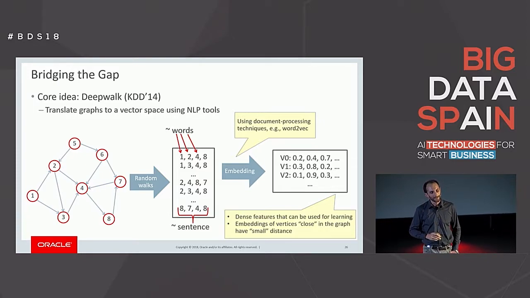And the nice property is that the distance in the multidimensional space between two vertices, between the two vectors that are related to two given vertices, will be small if the two vertices are close in the graph. So this property is very important because you can map the graph onto a multi-dimensional space where the distance preserves the vicinity in the graph.